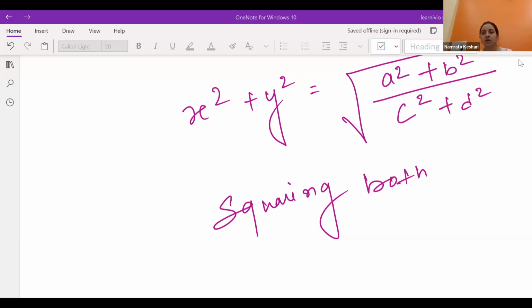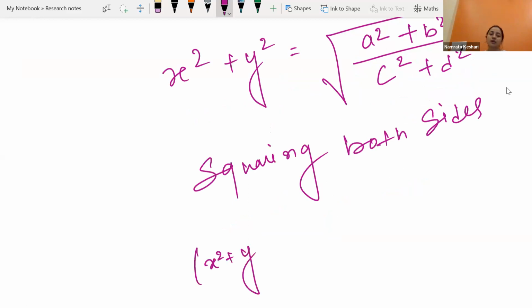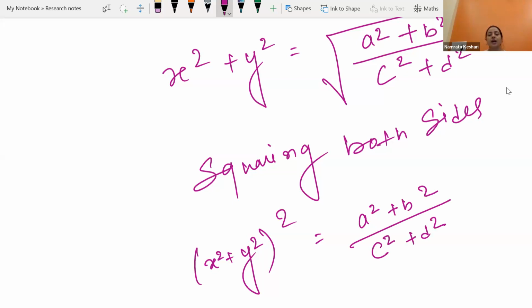I need to write. Yeah, answer will be squaring both sides. It will be x square plus y square whole square is equals to, without root we'll be having here, because we have done the square and square root cancelled each other. This is what we are having, and hence proved.